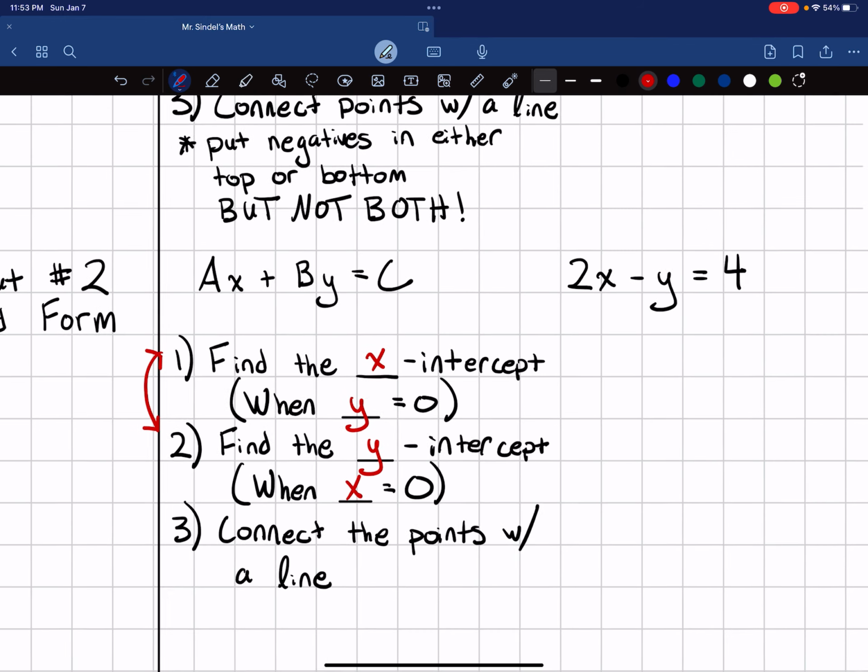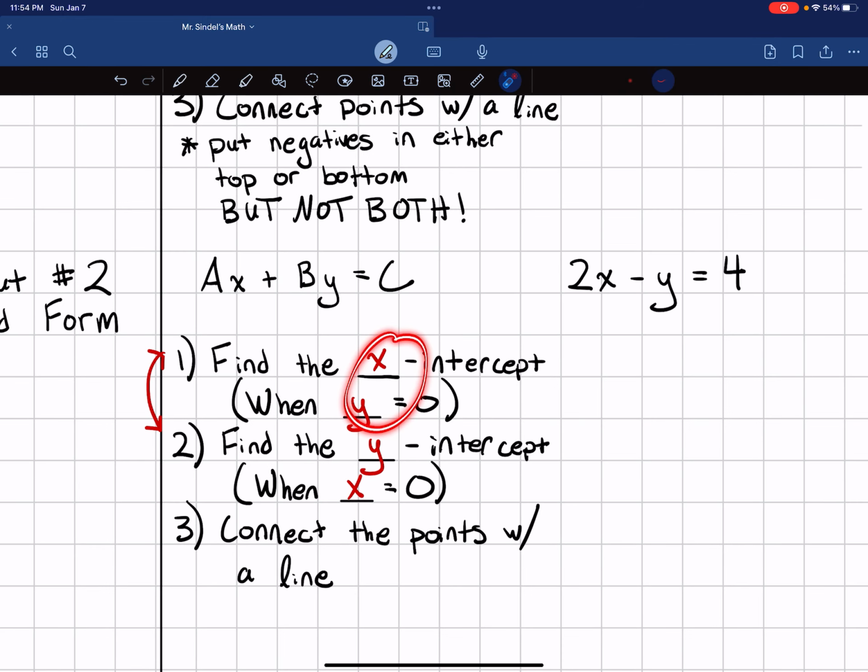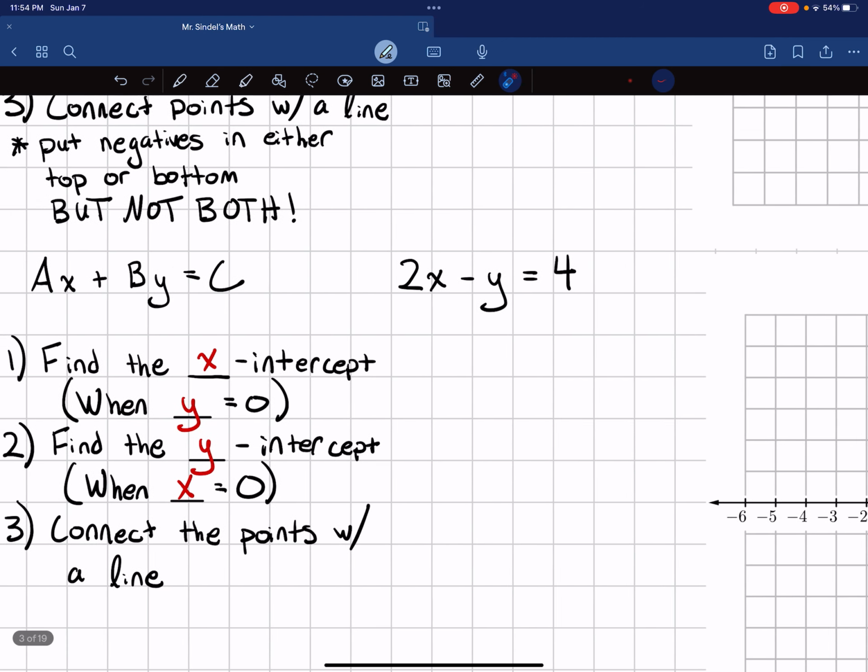So here's how you do that. And by the way, once you have those 2 points, you'll have an x-intercept point, a y-intercept point. Just connect them with a line, and you're done. Let me show you how easy this becomes. So to find the x-intercept, set y equal to 0.